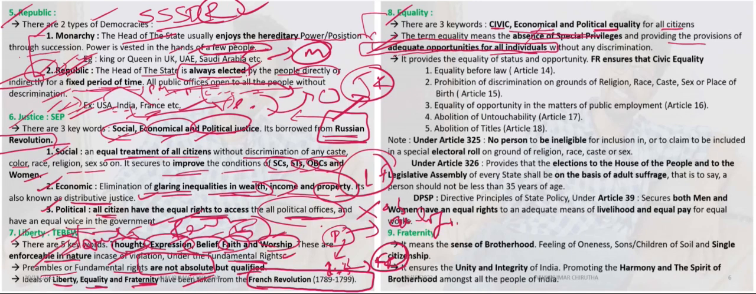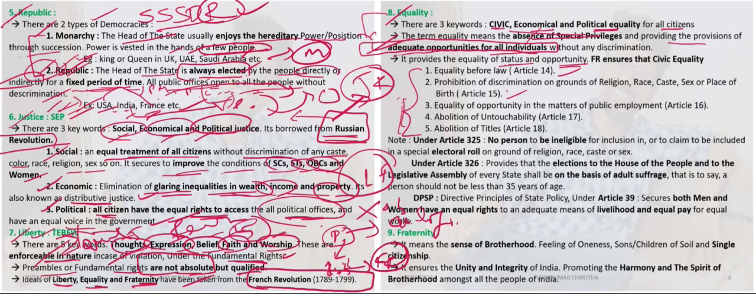The preamble is saying that there are two objectives. One is the status and opportunity. It ensures the fundamental rights about status and opportunity. These are all the fundamental rights mentioned in the Constitution of India to secure equality of status and opportunity. Article 14 deals with equality before law.